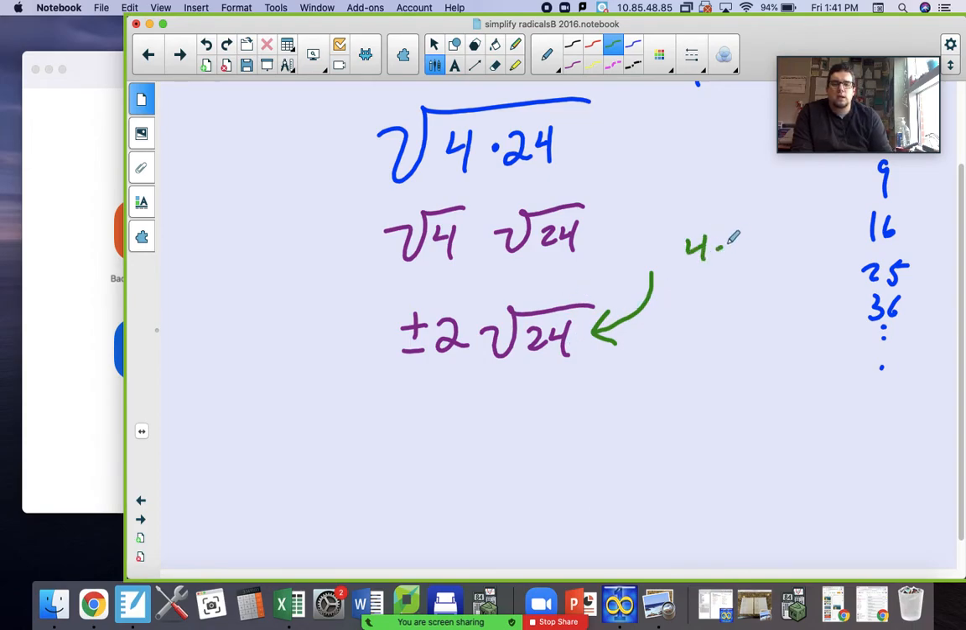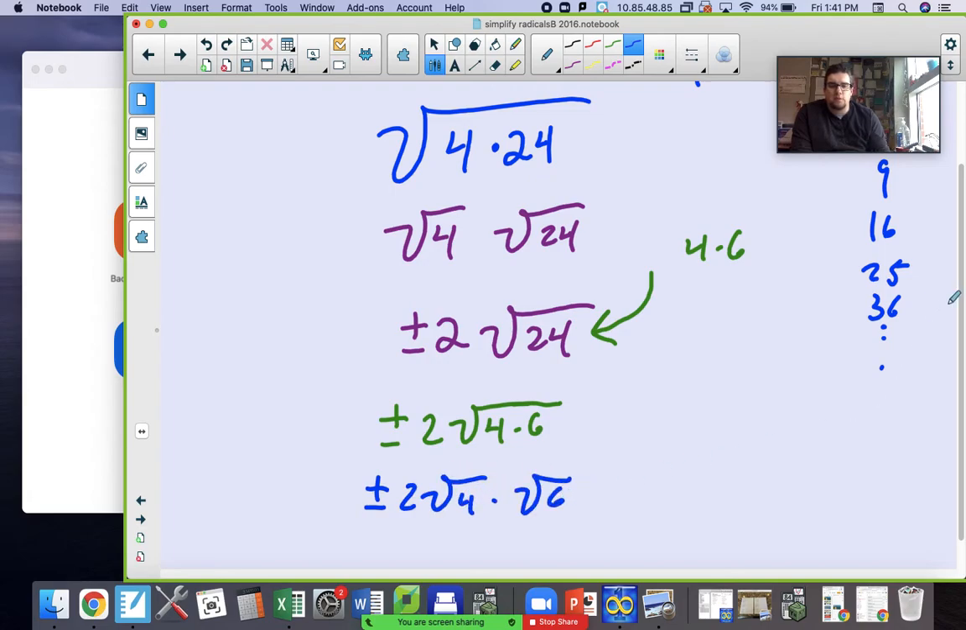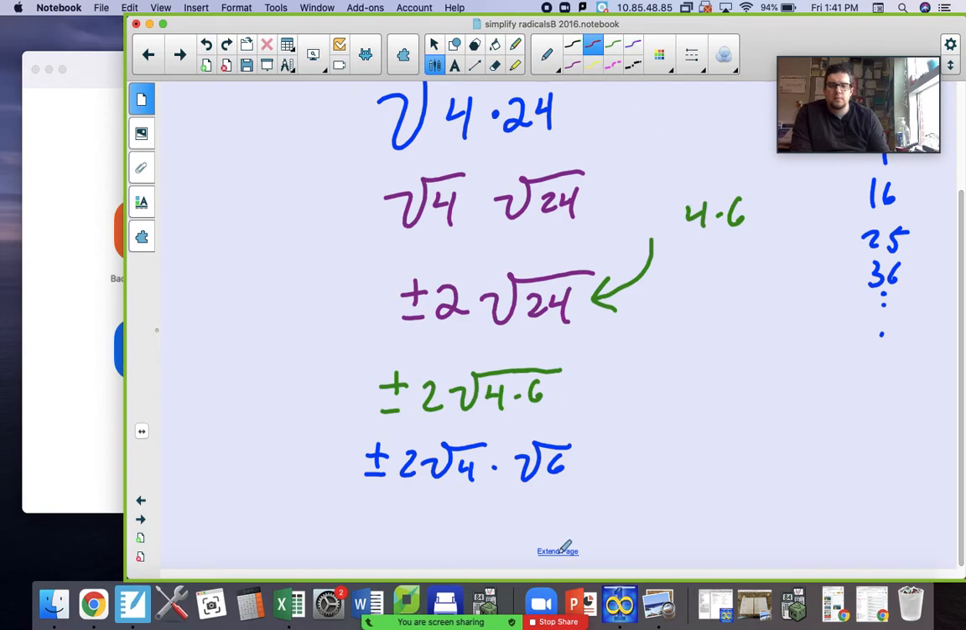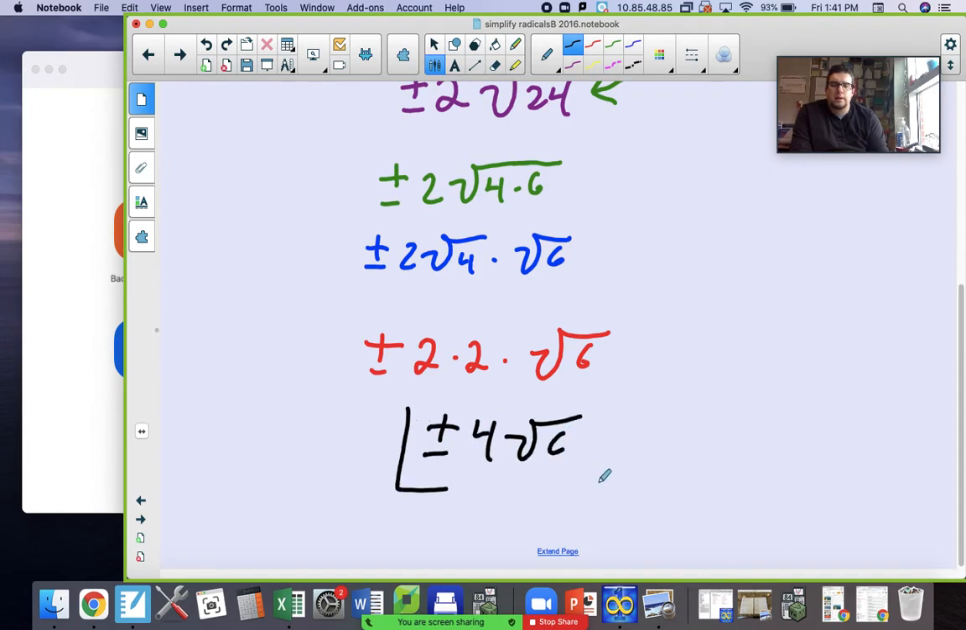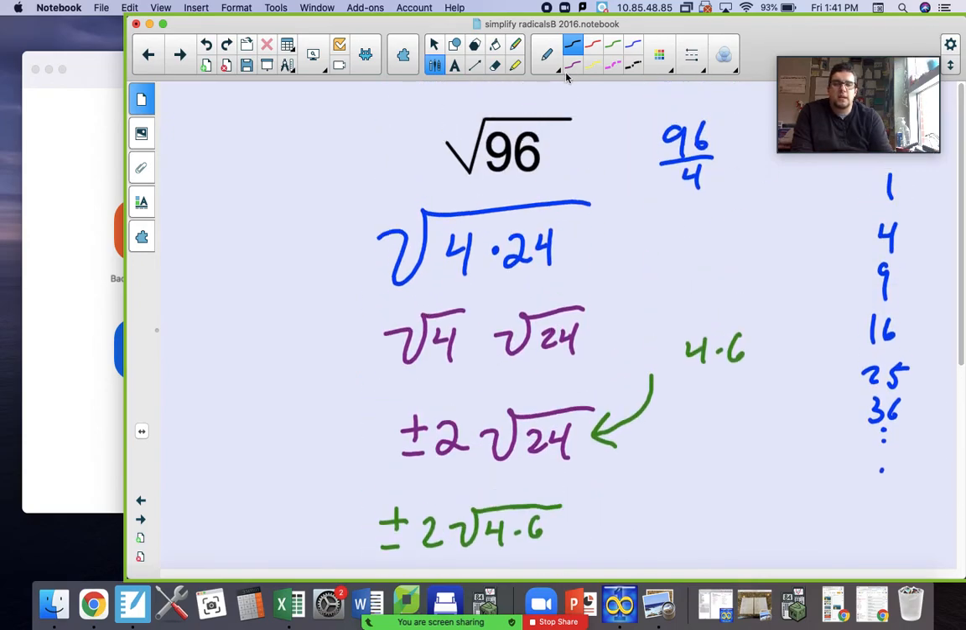24 can actually be written as 4 times 6. And because of that, I can take the square root of that 4. So we have the plus or minus 2 times 2 root 6. And there's our answer. When I see that it took me more than one step, that tells me that all the way up here at the beginning I could have done this faster.